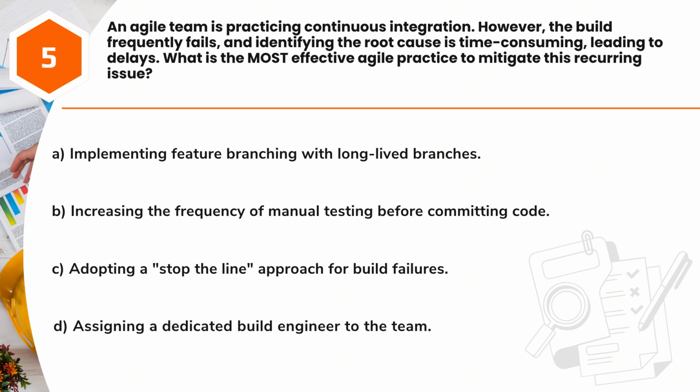Question 5. An Agile team is practicing continuous integration. However, the build frequently fails, and identifying the root cause is time-consuming, leading to delays. What is the most effective Agile practice to mitigate this recurring issue? A. Implementing feature branching with long-lived branches. B. Increasing the frequency of manual testing before committing code. C. Adopting a stop-the-line approach for build failures. D. Assigning a dedicated build engineer to the team.